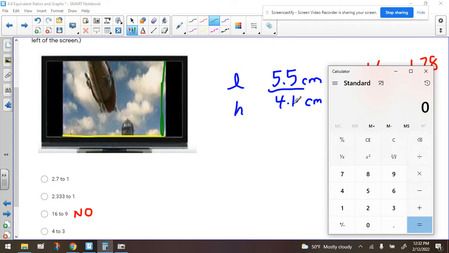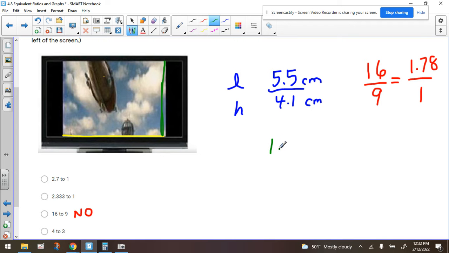We'll divide this number divided by this number. 5 and 5/10 divided by 4 and 1/10. And I get this number. So I'm going to write that number down because that means that that ratio in simplest form, or as a unit rate is probably a better way to put it, is 1 and 34 hundredths to 1.